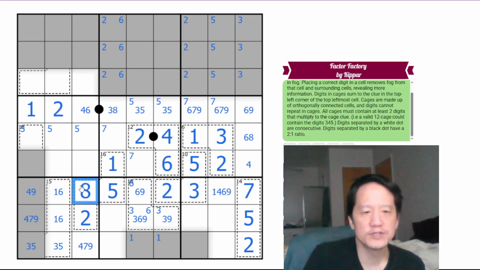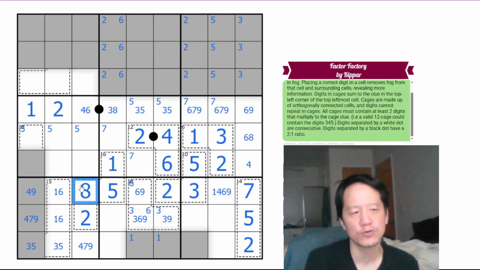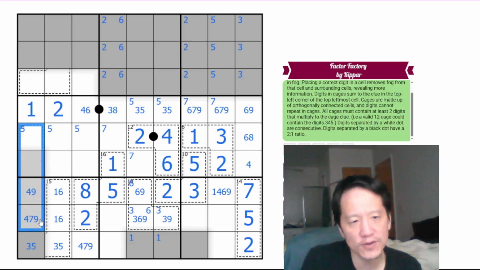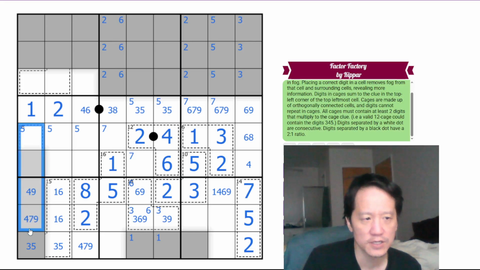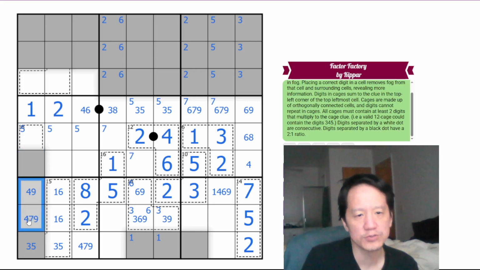You could have 3, 6, 4, 5, or 3, 6, 2, 7. But the problem is if you had 4 digits here, there's no way to get 3 and 6 here without having these be 3 and 6. There's no 2 here because 2 is here and 2 is here, right? So that eliminates 2 as a possibility in this cage. So it has to be 3 and 6. 3 and 6 cannot be here because they're in this cage. So this has to be 3 and 6 here.